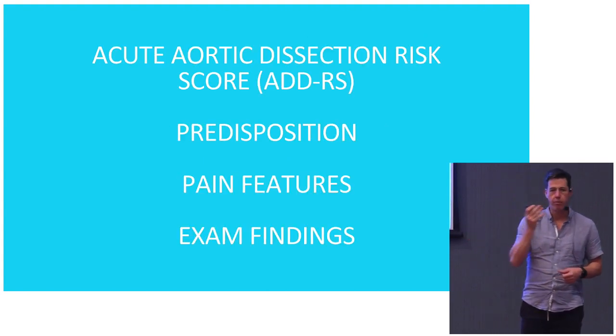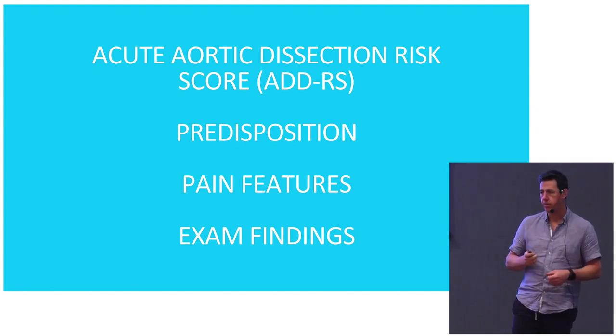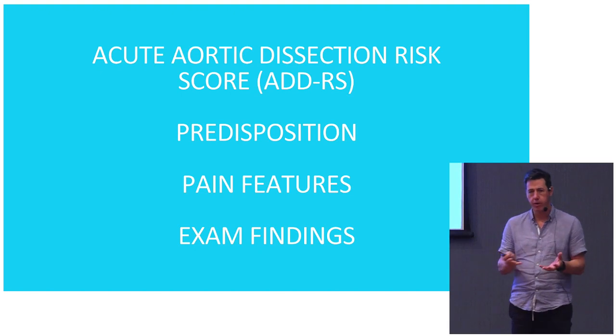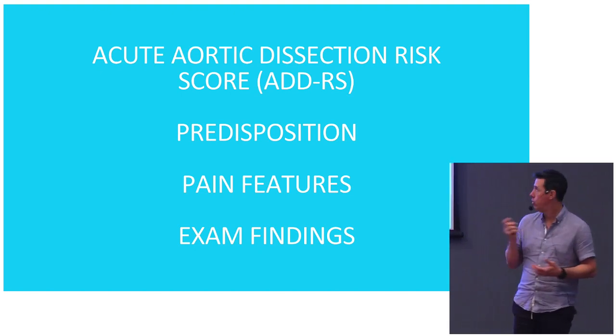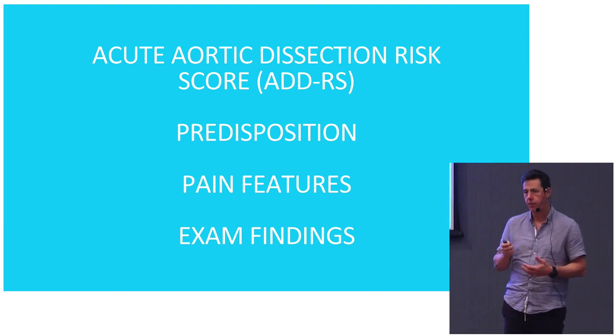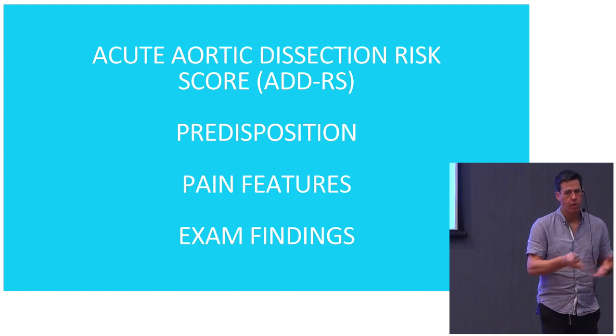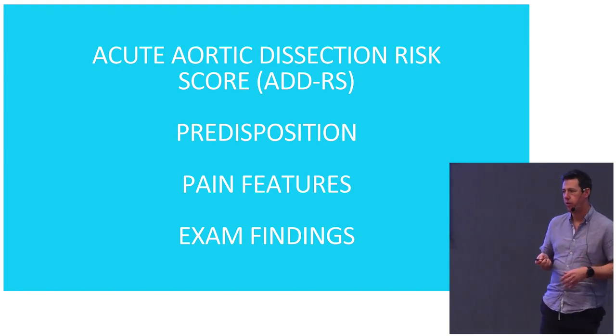So, I've mentioned some historical features about the pain, some examination features, and also when we look at some of the predisposing factors, they've developed an acute aortic dissection risk score. And this is to try to work out, a bit like the Wells score, who could have an aortic dissection and what further investigations they need.